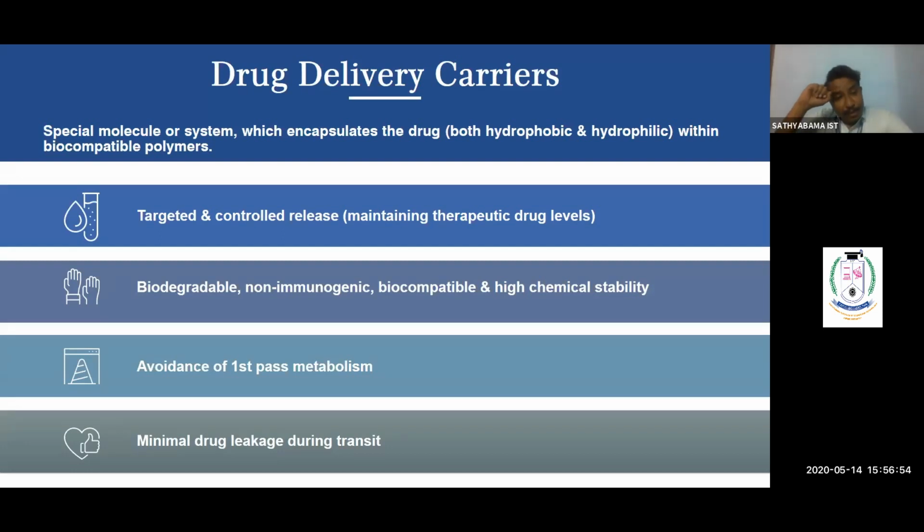And as we know, a targeted and controlled release has to be there. It means that the amount of the drug which has been taken up into the system should reach the specific target, and along with that, it should have a controlled release. And at the same time, it should be biodegradable, non-immunogenic, biocompatible, and have high chemical stability.